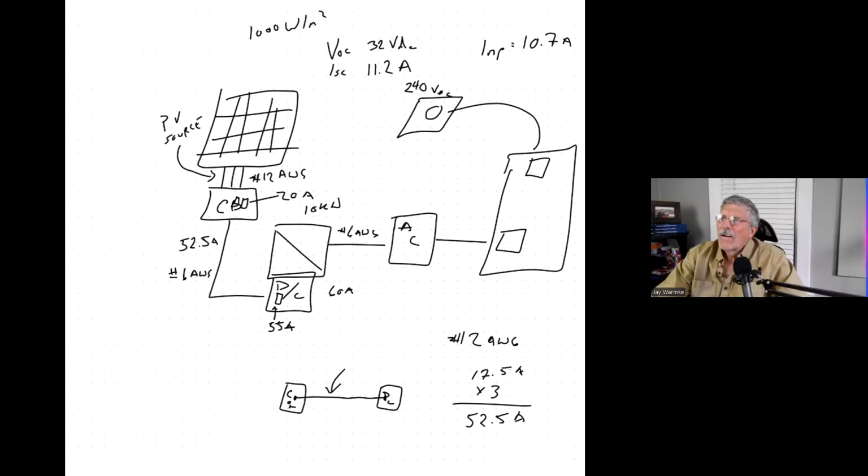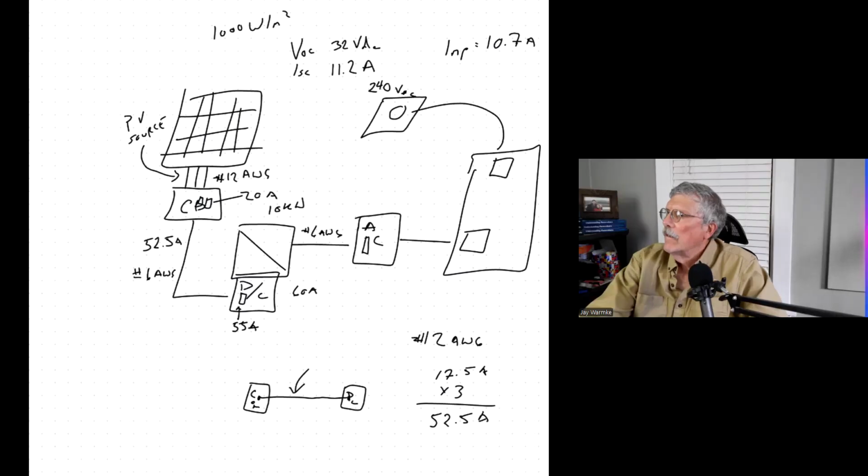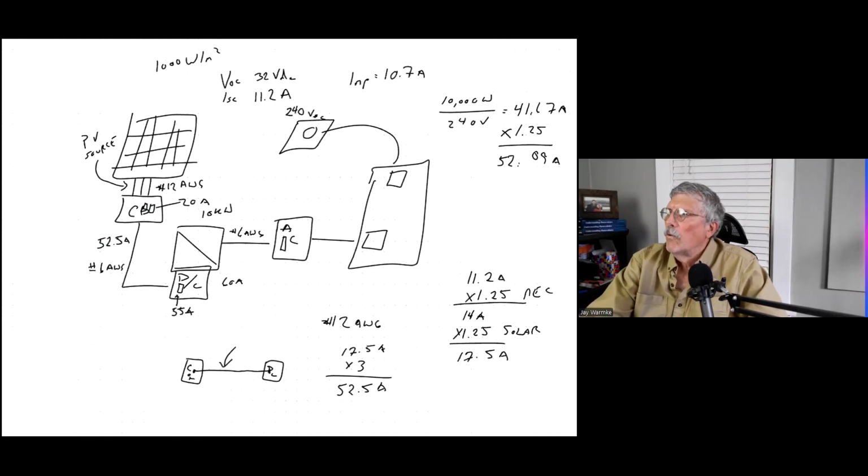Okay. All right. So we've got number 6 wire coming in. Now, if we have a fuse, what fuse again? Well, it was 52.09. So it's going to be 55. So it's going to be a 55 amp fuse, 60 amp box.